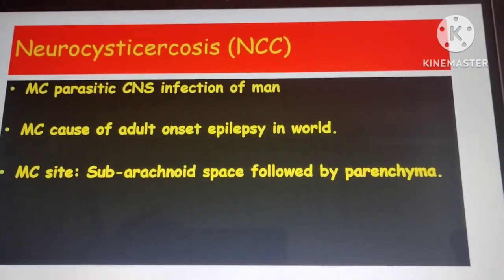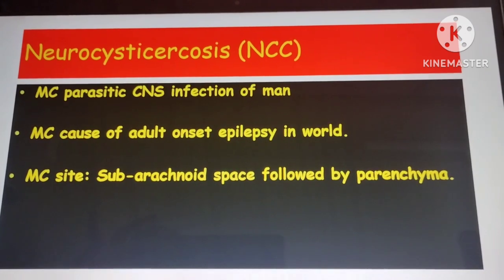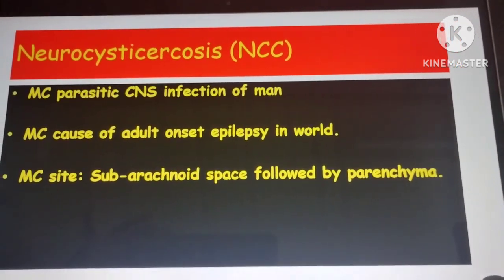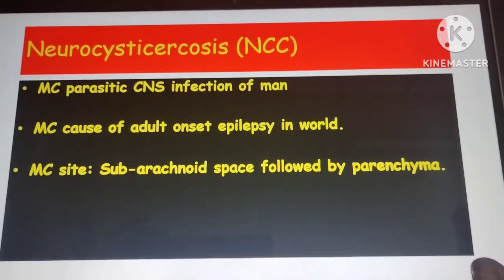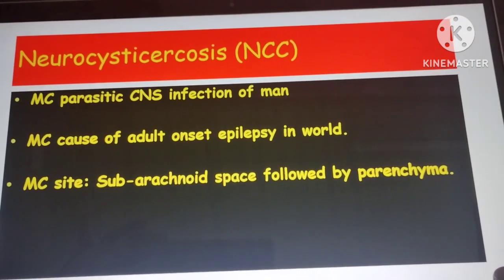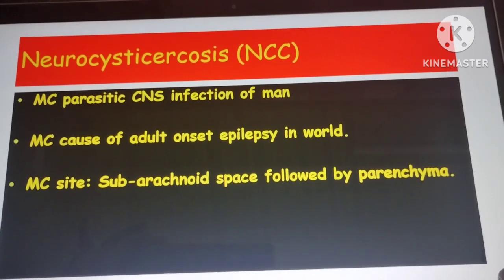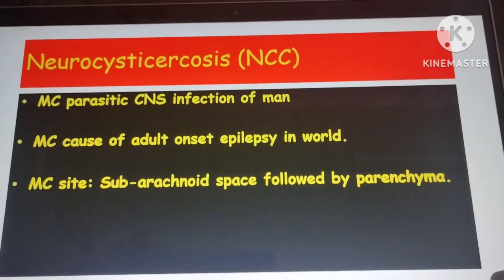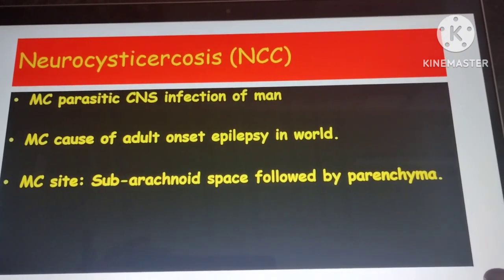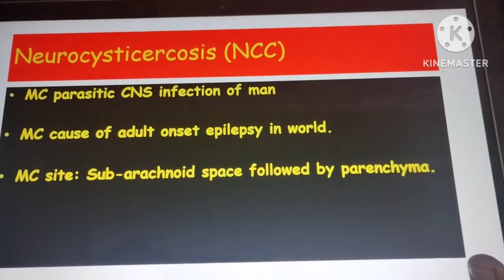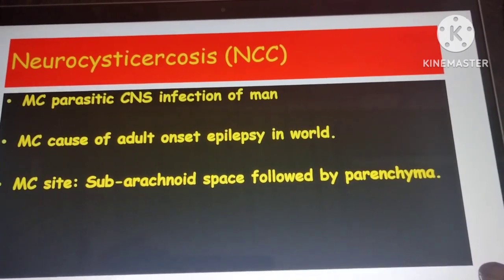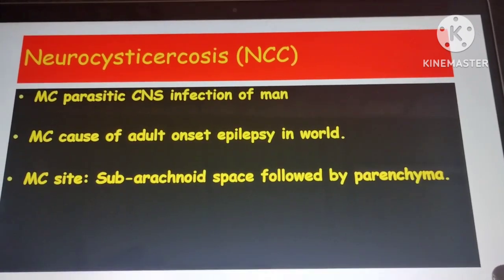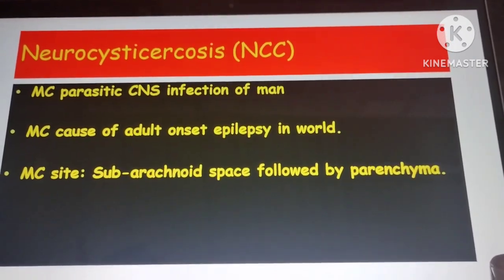So today we will discuss neurocysticercosis, and it is a high-yield topic, and mostly the MCQs are asked from this topic. First, it is the most common parasitic CNS infection of man. Second, it is the most common cause of adult onset epilepsy in the world. And you want to remember the most common site is the subarachnoid space, followed by parenchyma. So these are the 3 points you want to remember first.